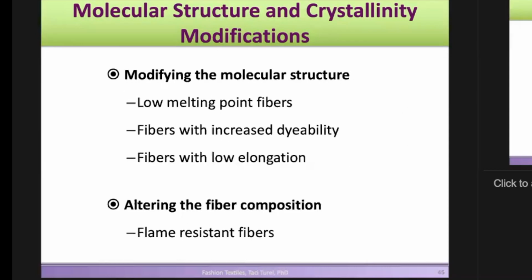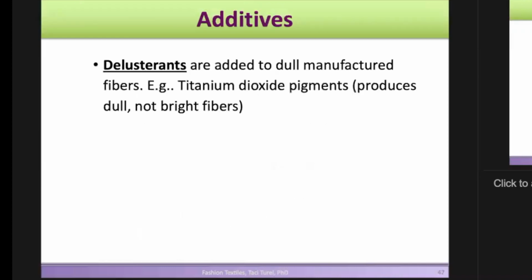You can also modify the molecular structure if you want low melting point fibers, if you want the fibers to melt at low temperatures. Or if you want to increase the dyeability of the fibers, you can change the molecular structure. If you want to have flame resistant fibers, you can alter the composition of the fibers. So there are a lot of things you can do.